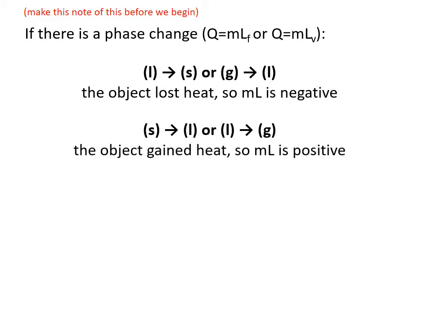If going the opposite direction, so from a solid to a liquid, so if I'm melting something, or going from a liquid to a gas, so that means I'm boiling something, the object has to gain heat. So mL is positive.